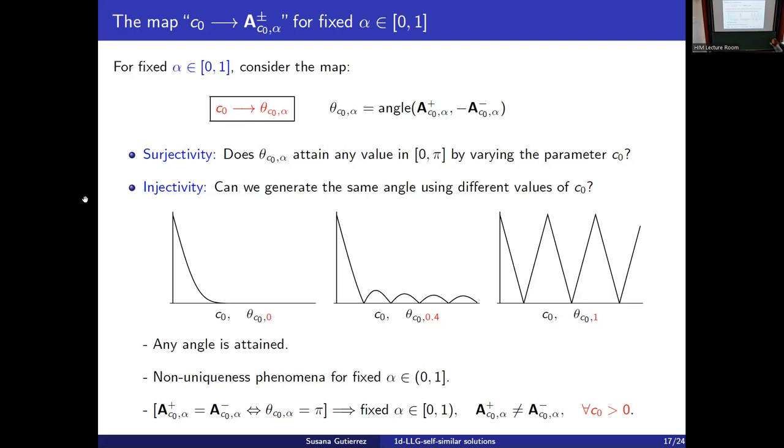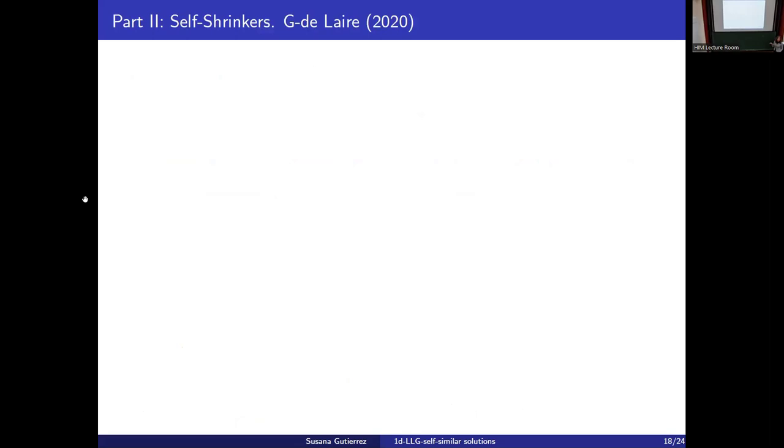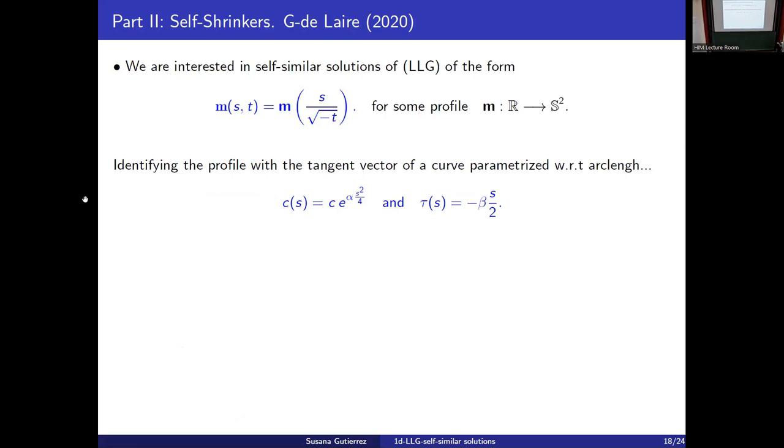Okay, so for surface rings, we can do the same. The surface rings are given by profiles evaluating the whole piece. You can see the curvature and torsion. There is a change of sign between the curvature and torsion.